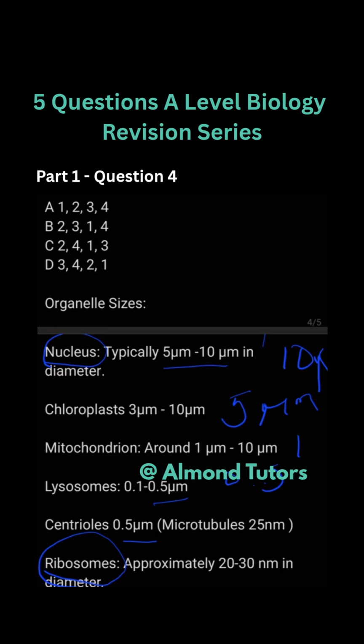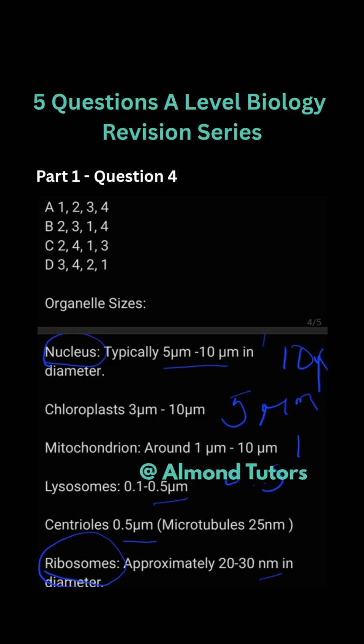And then ribosomes. Notice the measure is not micrometers, it is now nanometers. That's why they're the smallest. So a change in the units tells you you're dealing with a very tiny thing. Here we can even give it 15, or just work with 20 to 30 micrometers.